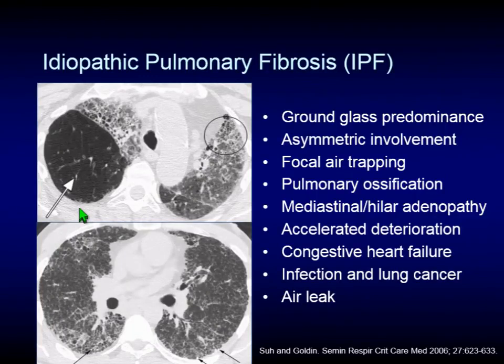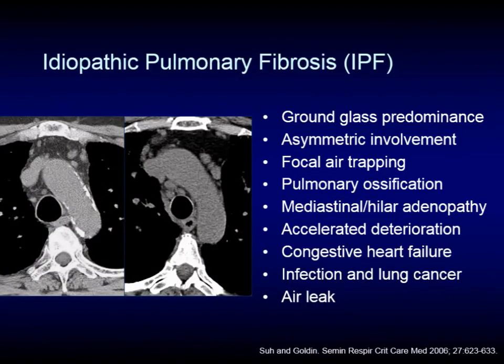You might see areas of focal air trapping, which again is not uncommon but unusual for UIP, IPF. You may see areas of pulmonary ossification, and I don't know if it projects very well, but you see little hyperdense nodules within the densest areas of fibrosis on the bottom image, and these correspond to areas of pulmonary ossification. These are fibroblasts undergoing metaplasia from chronic inflammation to become osteoblasts and laying down bone.